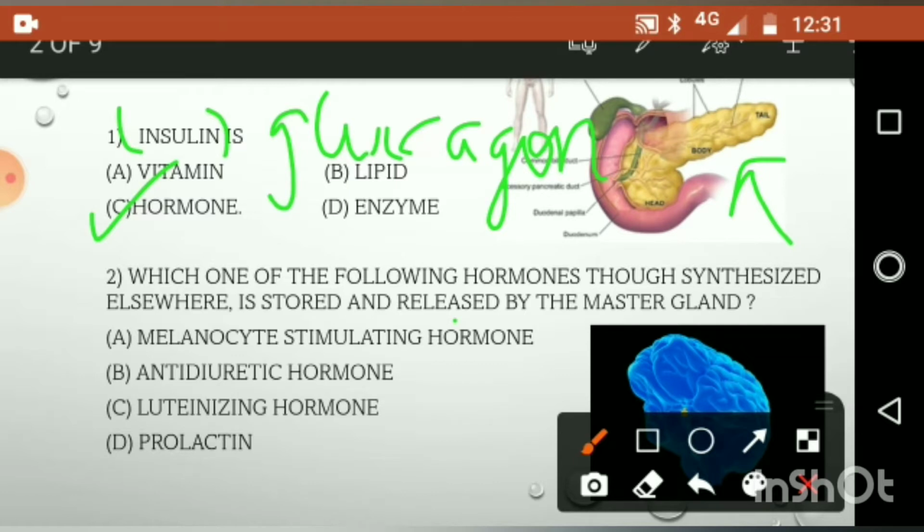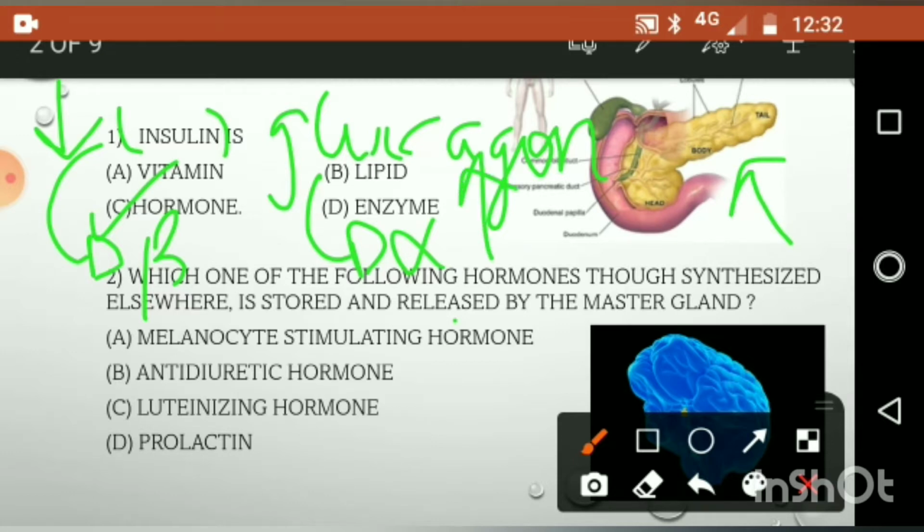Insulin is secreted by the beta cells, whereas glucagon is secreted by the alpha cells. Now both insulin and glucagon are antagonistic in nature. That is, insulin decreases the blood sugar level, whereas glucagon increases the blood sugar level.